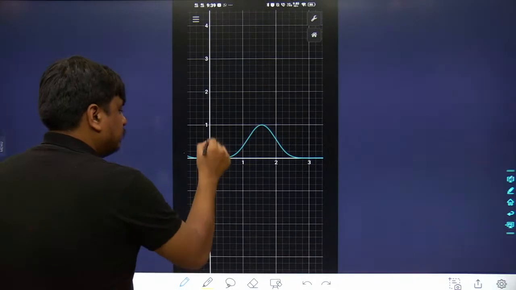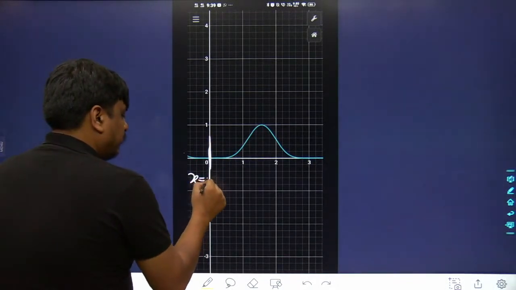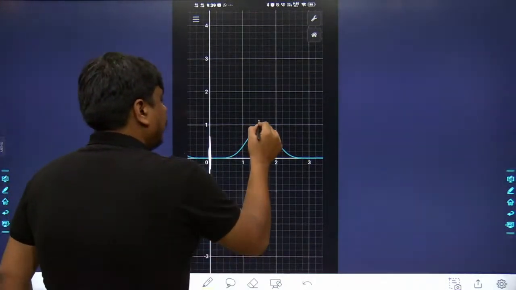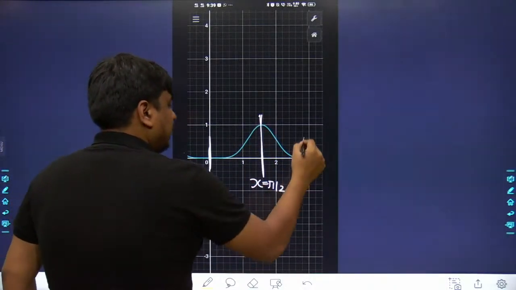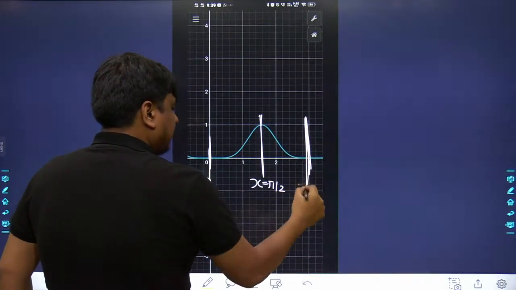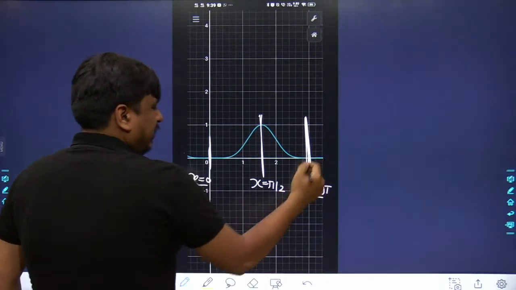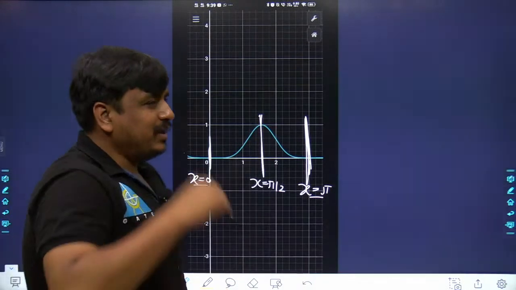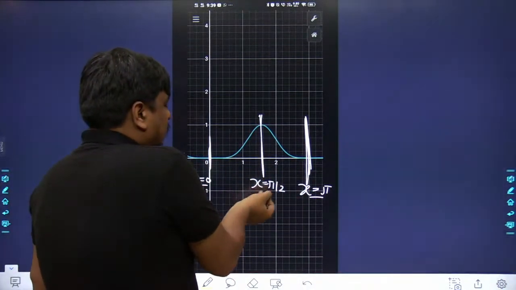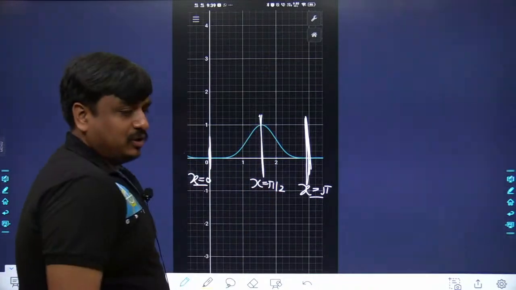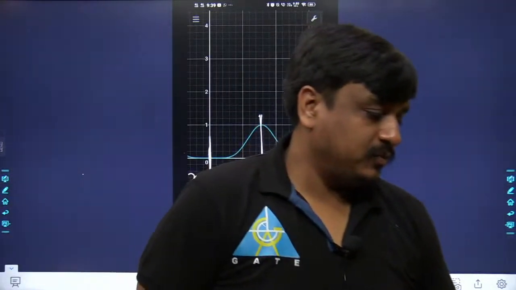This has been x equals 0 radian. This has been x equals pi by 2 radian. And this, around here, has been x equals pi radian. Yes, no? It has been x equals pi radian, because pi used to have the worth somewhere around 3, no? That is why it has been coming at 3. And similarly, pi by 2 had the worth somewhere 1.5, so it has been coming somewhere here.